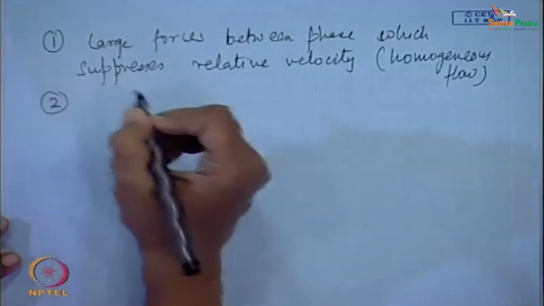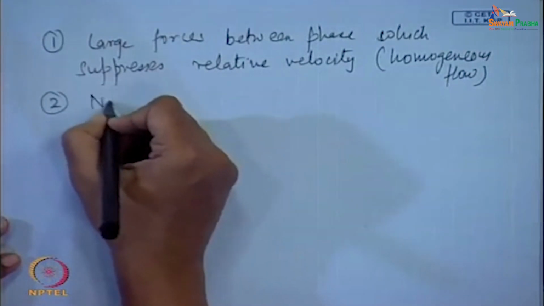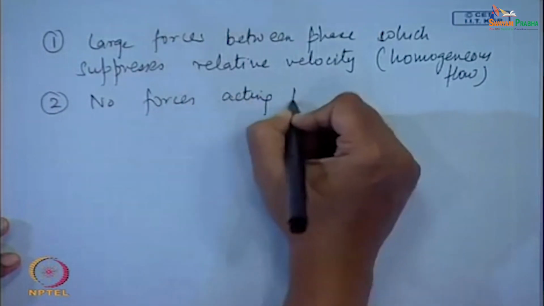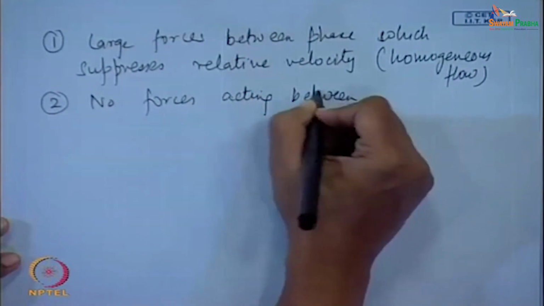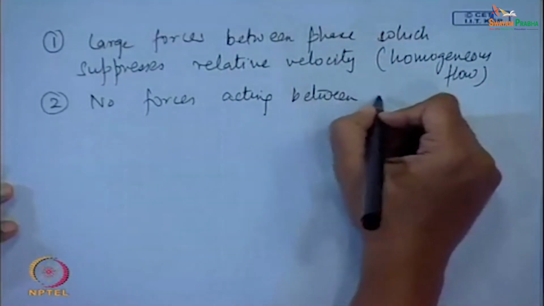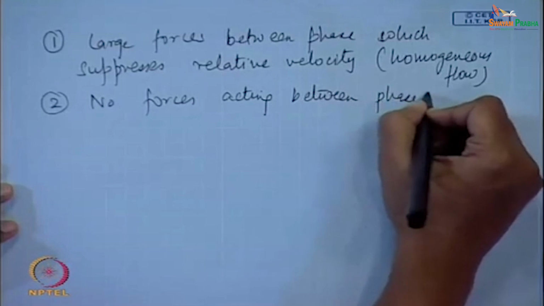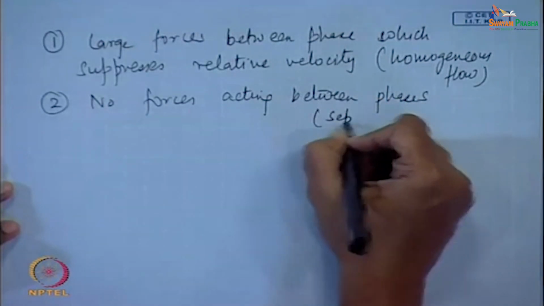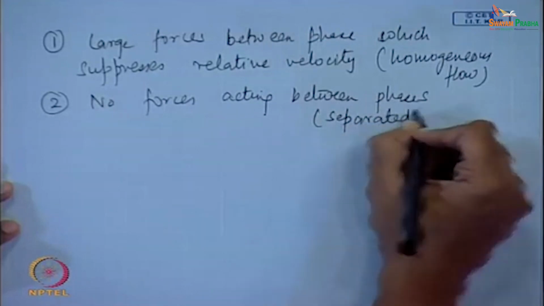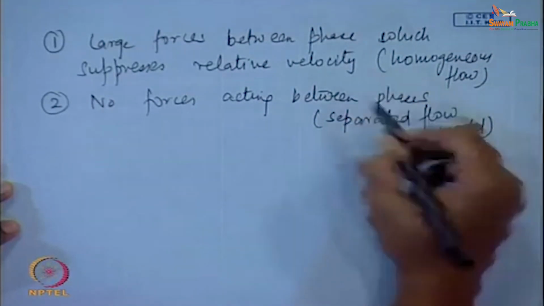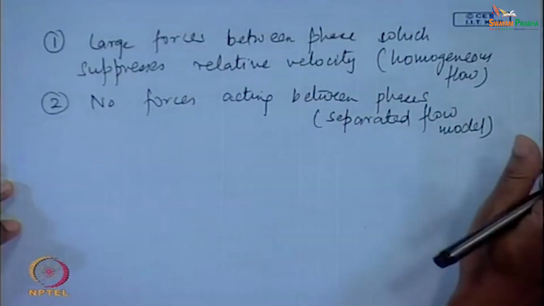What is the next extreme that we can assume? No forces acting between phases. Naturally, when no forces are acting between phases, they will separate out and flow in separate layers, is it not? So, no forces acting between phases. These are the two cases. This is the separated flow model. These are the two cases for which you can solve it.